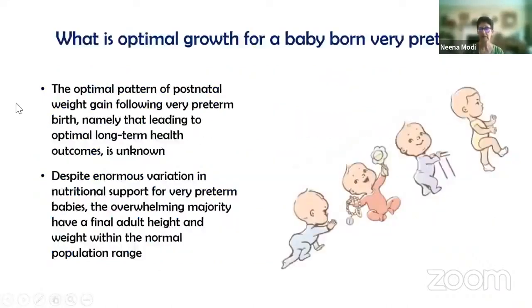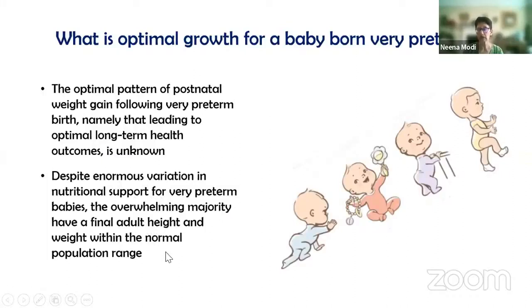So to summarize, what is optimal weight gain for a baby born very preterm? Well, we just don't know. And I would say to the younger members of the audience, if your teacher tells you this is optimum weight gain, challenge them, because I'm afraid we just don't know. I would also say that despite enormous variation in nutritional support for very preterm babies, the overwhelming majority have a final adult height and weight within the normal population range.